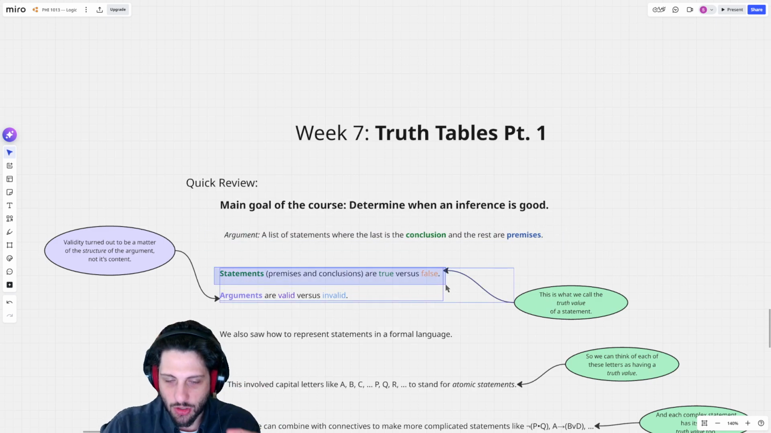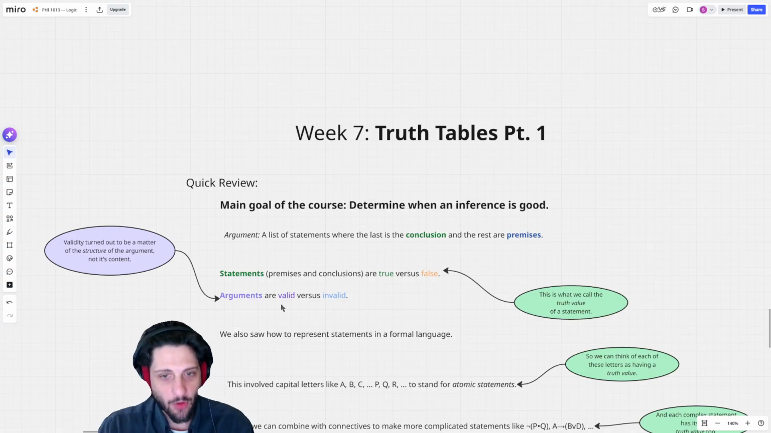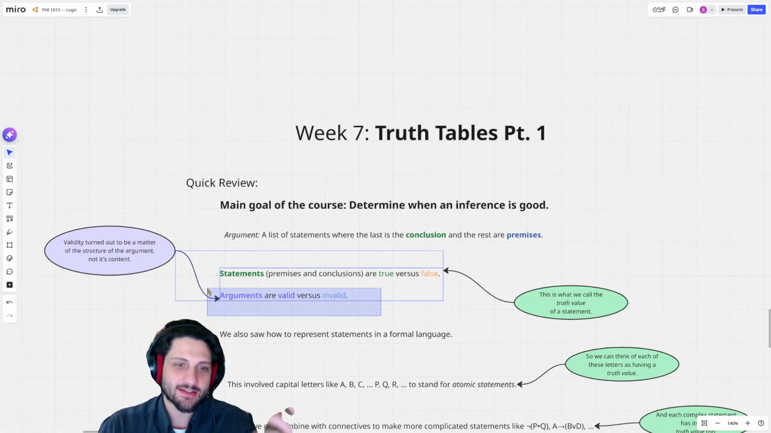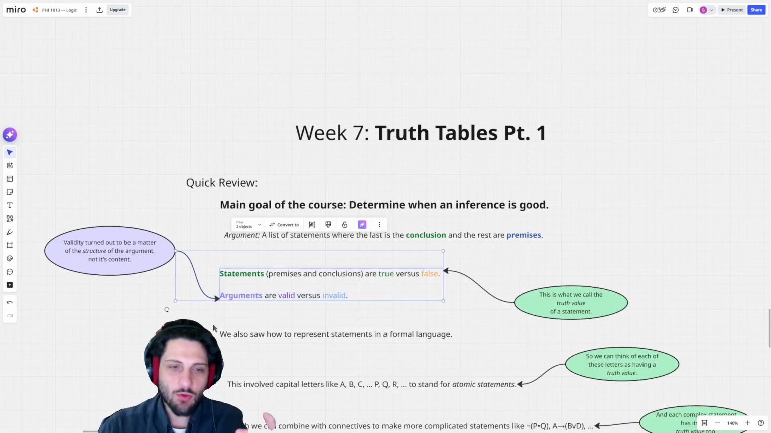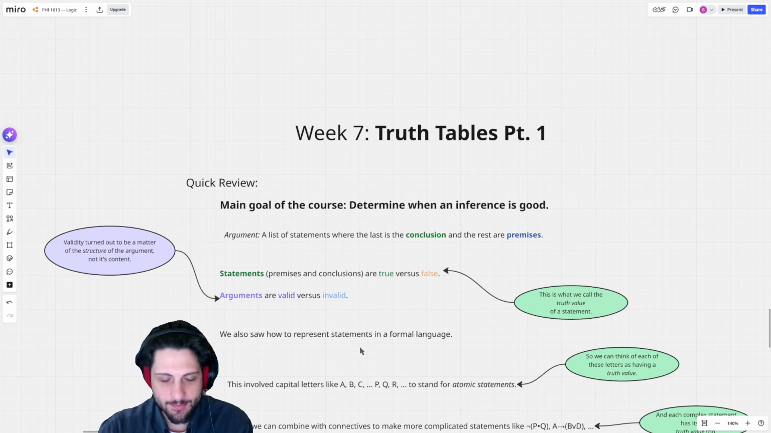Statements are these things that are true or false. Our statement might be that Socrates is a man, or Socrates is human. It's something that's true or false. It's not just Socrates alone, not just an object. It's a thing that's true or false. It's a statement. And arguments are lists of statements. We don't call arguments true or false, we call them valid versus invalid.